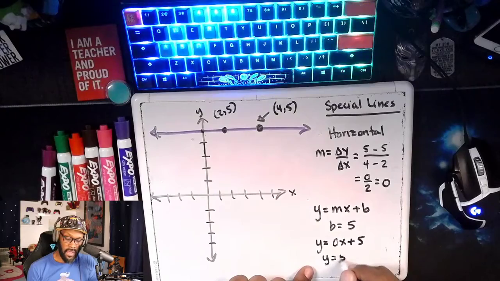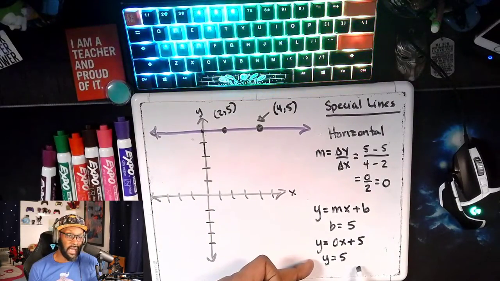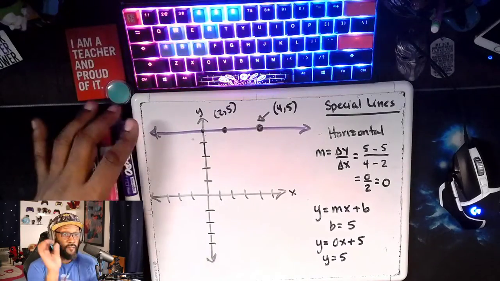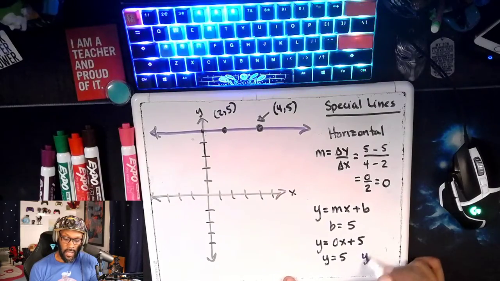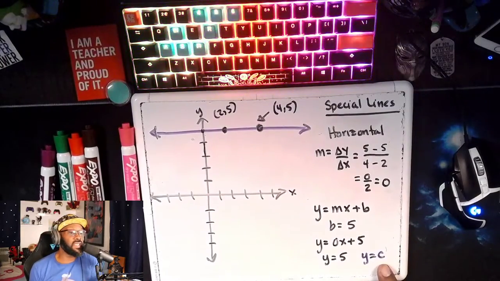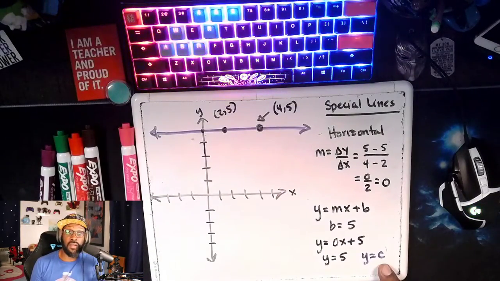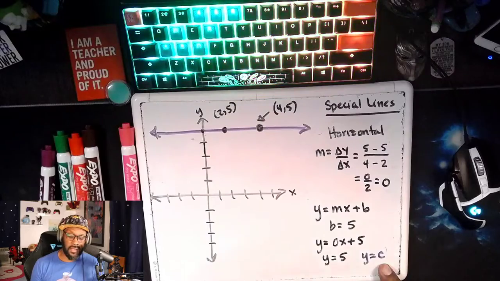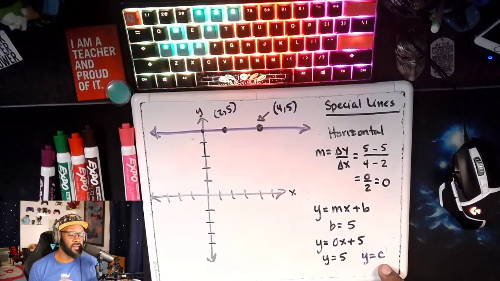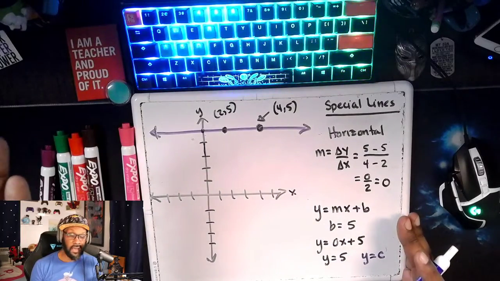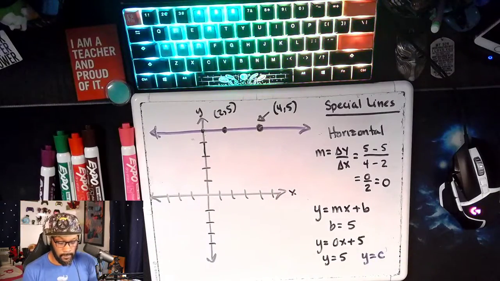or y equals 5. Anytime you see y equaling a constant, the form for a horizontal line is just y equals c, where c is just any number. C could be 10, it could be -4, it could be -2/3, it could be 1/4, it could be 1,000. Anytime you see y equals a number, it is a horizontal line, and all horizontal lines have 0 slope. Okay?